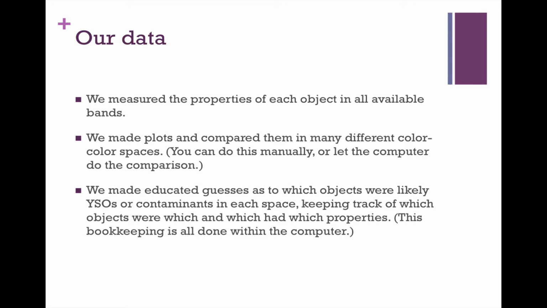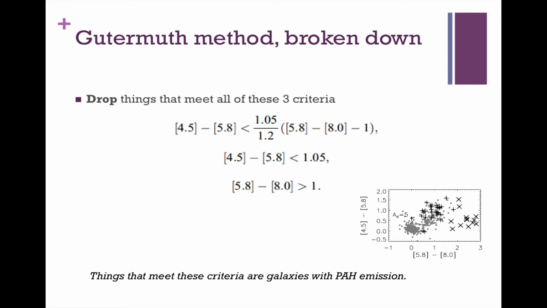And the computer then makes educated guesses as to which objects are likely YSOs or contaminants, and it keeps track of which is which. So there's the first set of equations. Again, looks ugly. Not really. It's just 3 different line segments spelling out where those X's fall. So things that meet those criteria are likely to be background galaxies.